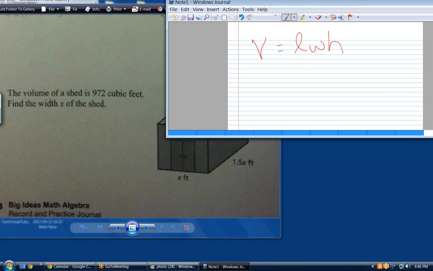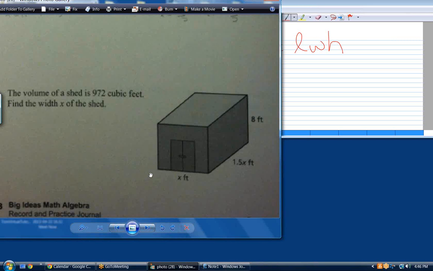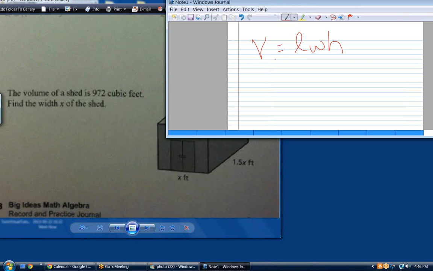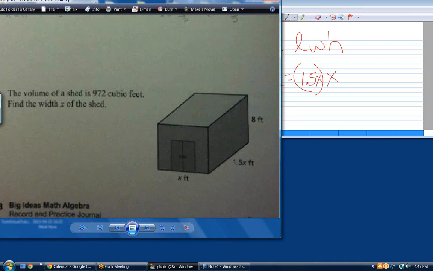Okay, so that's the general formula, and what they're giving us here are the height, the length, and the volume. In other words, they're giving us 3 out of the 4 variables, which means we can solve for the missing one, which in this case is the width. So let's plug in what they give us for volume, 972. The length is 1.5. The width is what we're trying to solve for. I guess I could write that as x. Isn't it 1.5x? Ah, yes it is. Thank you. I didn't see that x there. And the height is 8.